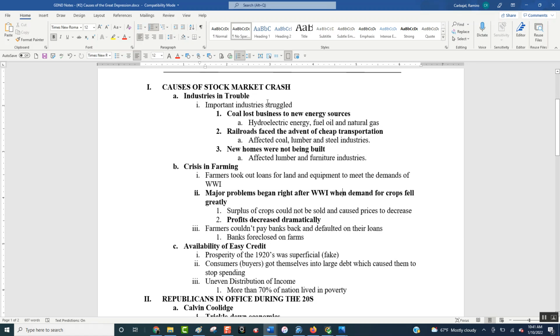What happens is industries that we had relied on to create so many jobs during the 1800s, in the 1900s weren't creating those jobs anymore. Why?